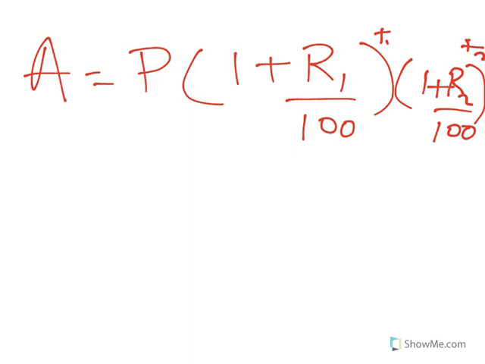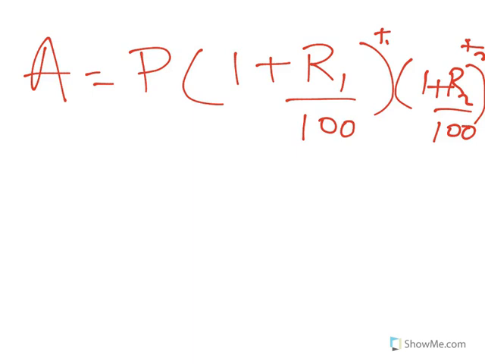P times 1 plus R1 by 100 raised to the T1 times 1 plus R2 by 100 raised to the T2, and you can continue that, make it 1 plus R3 by 100 raised to the T3 if there is more than 2 interest rates. But here we only have 2, so we don't need to worry about that.